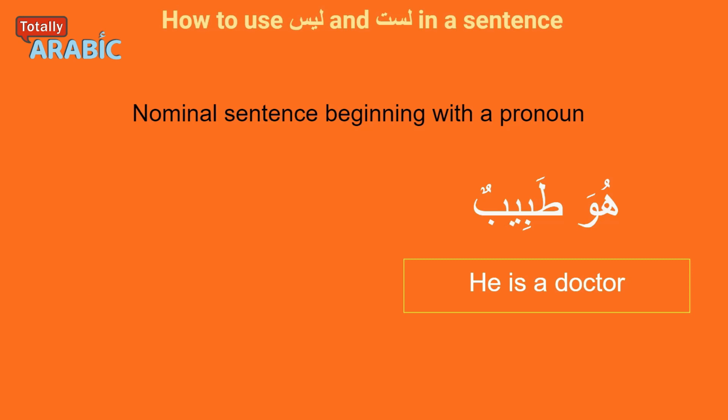What about the pronoun huwa? Huwa means he is. Huwa tabibun. Huwa can also mean it is, because huwa applies to people and also to objects or animals. Huwa tabibun, he is a doctor.